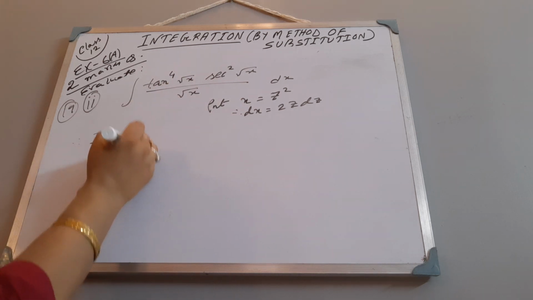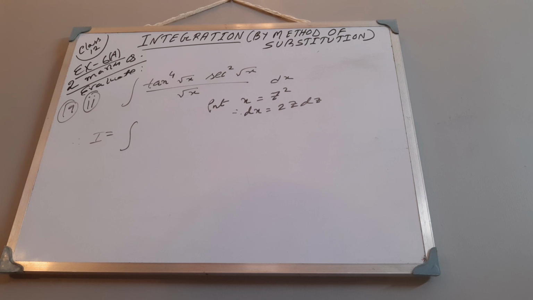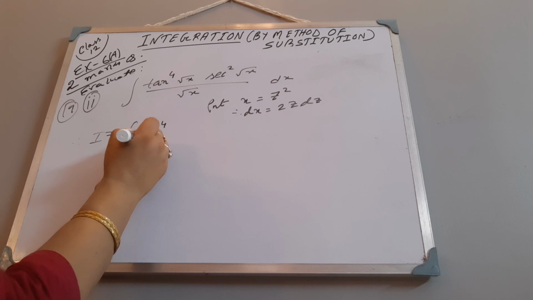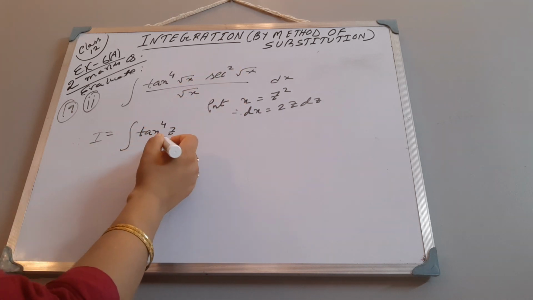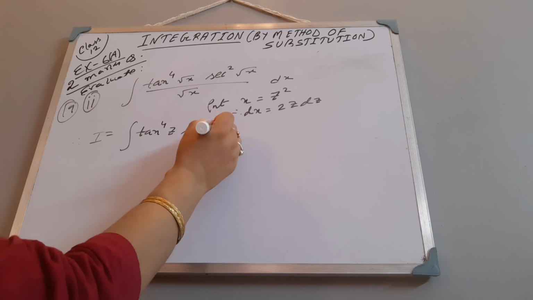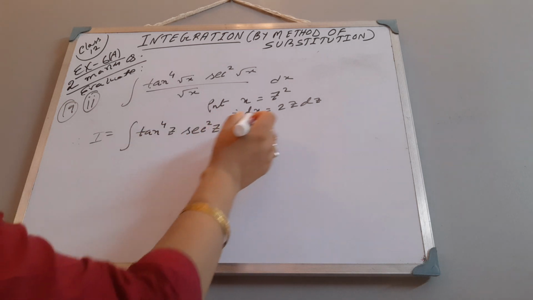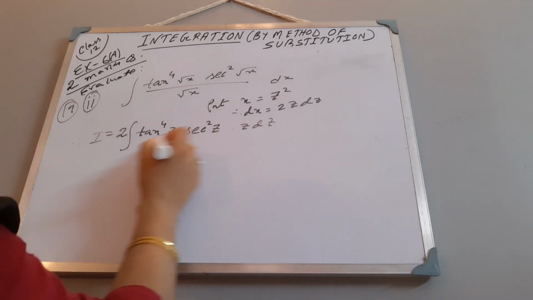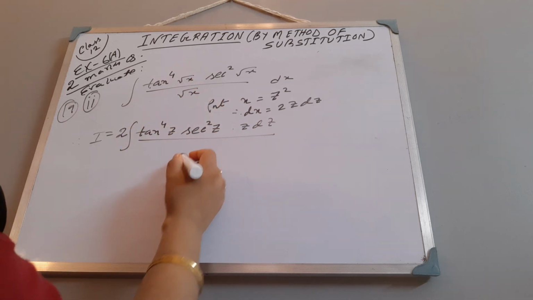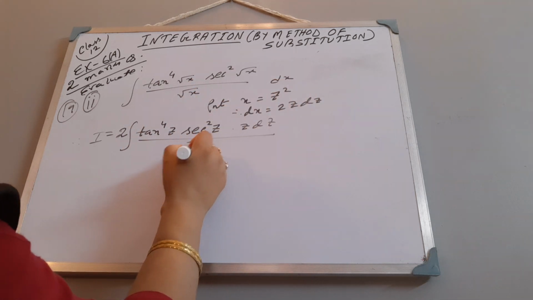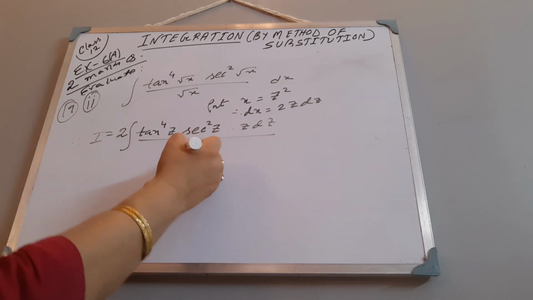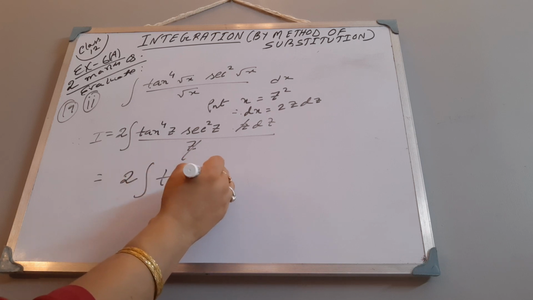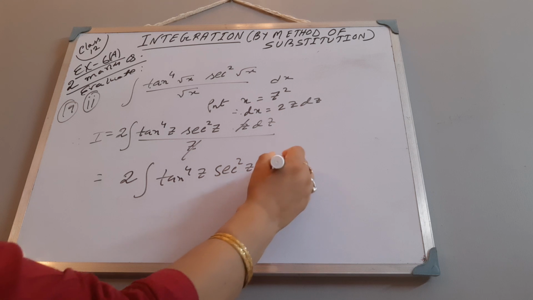Therefore, I will be tan to the power 4 of tan z, sec square z, and dx means 2z dz. So take 2 outside, and it will be z dz, whole divided by root x. Since x is equal to z square, root x is again only z. Now this z and this z will be cancelled. Then 2 integral, it is coming tan to the power 4 z sec square z dz.